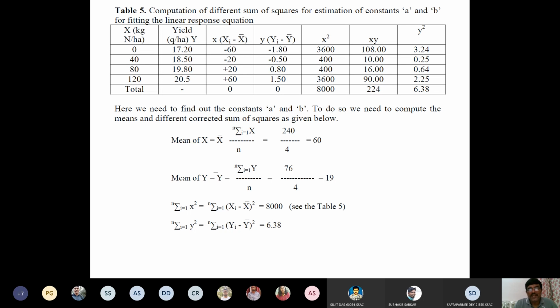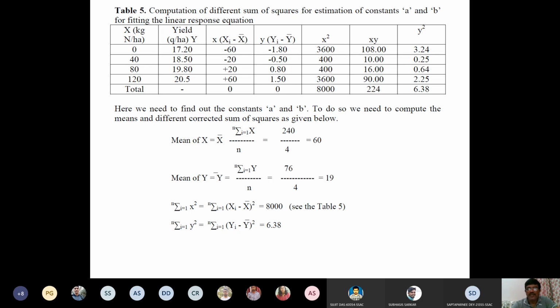Okay. So this yield is 17.2 for control, 18.5 for 40 kg, 19.8 for 80 kg, and 20.5 for 120 kg nitrogen. So this is the dependent variable, yield. Now you need to work out or calculate several parameters like small y and small x. This is the difference between your x values and the mean of x values. You can see below how the mean of x is calculated.